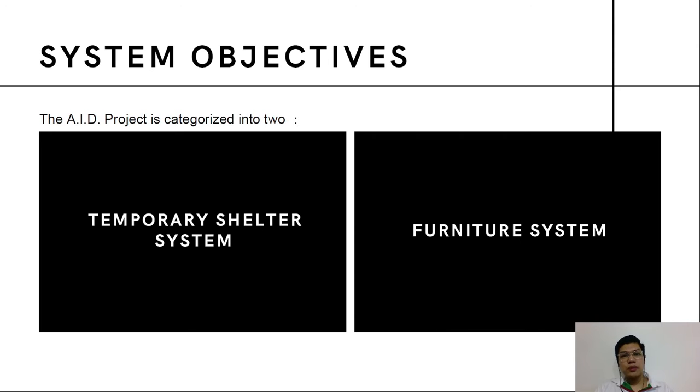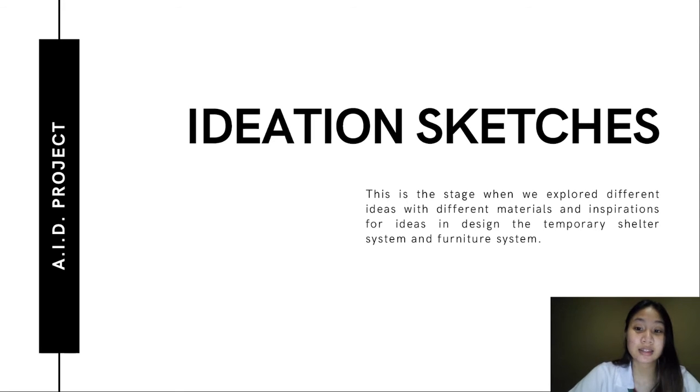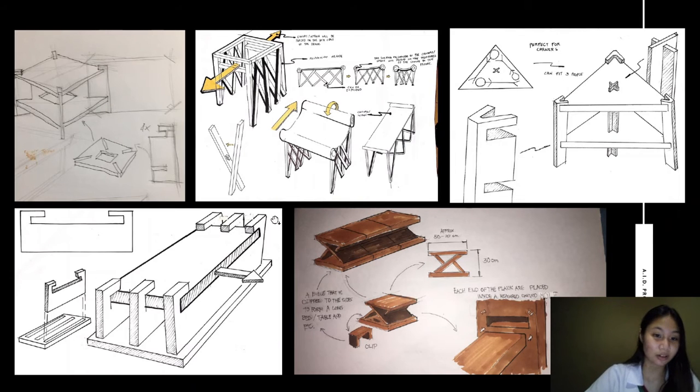I will now be joined by Luis Mariano in explaining the process in these categories. Ideation sketches. This is the stage where we explore different ideas with different materials and inspirations for designing the temporary shelter and furnishing system. Here are the examples and concepts of the designs.